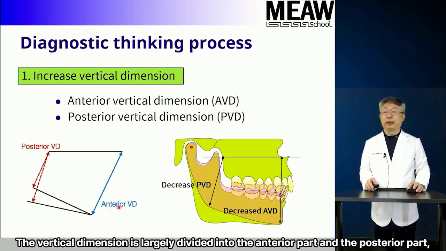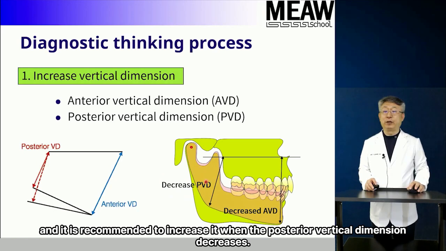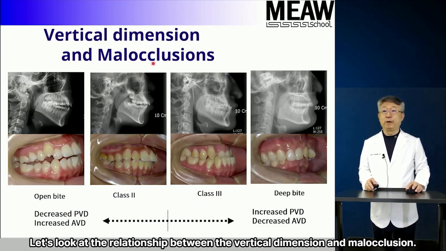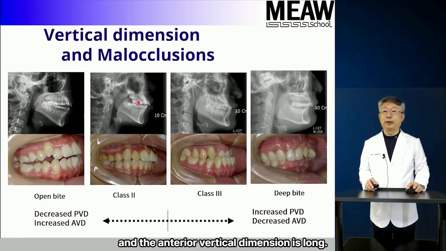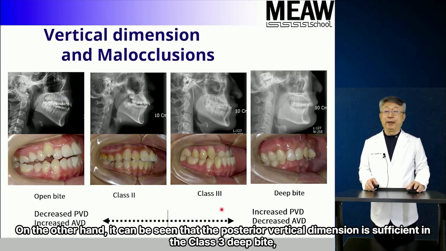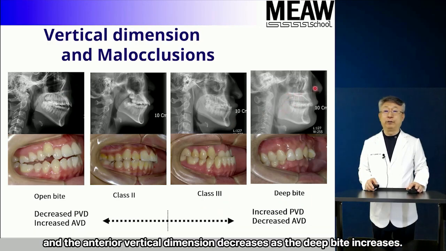The vertical dimension is largely divided into the anterior part and the posterior part, and it is recommended to increase it when the posterior vertical dimension decreases. Let's look at the relationship between the vertical dimension and malocclusion. The posterior vertical dimension becomes insufficient in the class 2 open bite, and the anterior vertical dimension is long. On the other hand, it can be seen that the posterior vertical dimension is sufficient in the class 3 deep bite, and the anterior vertical dimension decreases as the deep bite increases.